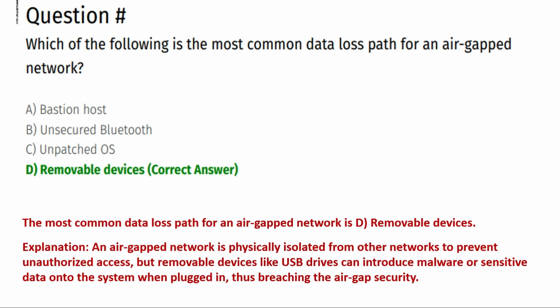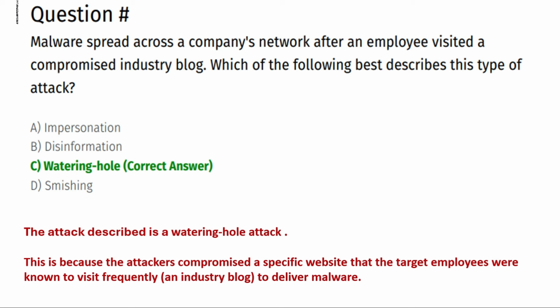So let's move to the next question. Next question is, malware spread across a company's network after an employee visited a compromised industry blog. So which of the following best describes this type of attack? Option A, impersonation. Option B, disinformation. Option C, watering hole. Option D, smishing. And the correct answer for this question is option C, watering hole.